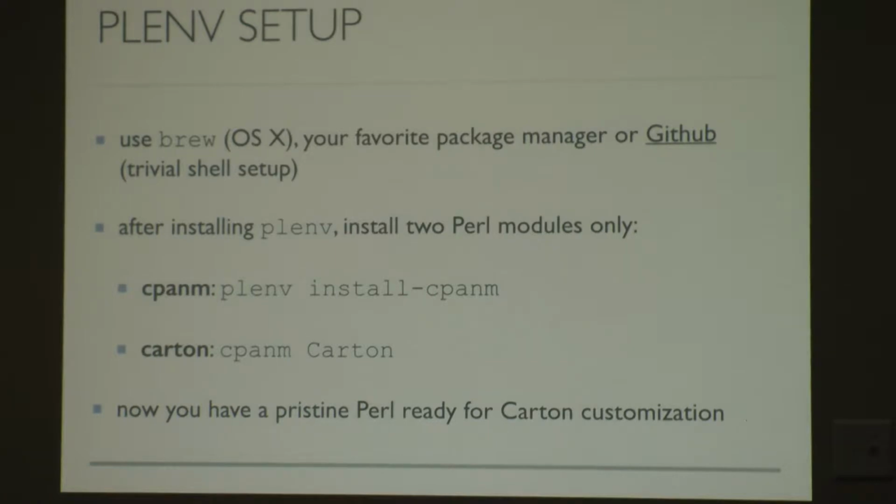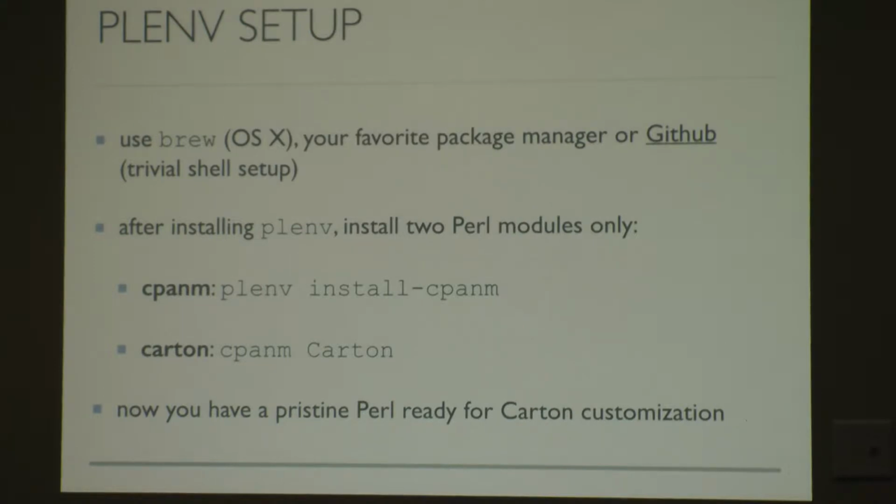To install it, you can use brew if you're using OS X. I just use the GitHub instructions, which are to clone the repo into a directory and add a line to your bash RC file. It's almost as easy as the perlbrew method. Or it's also available in many packaging systems on Linux. And I think it's also on FreeBSD's package system.